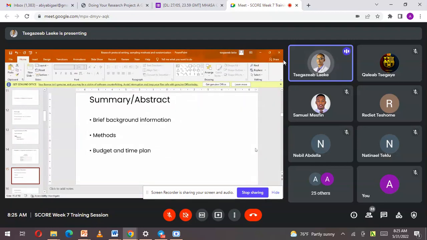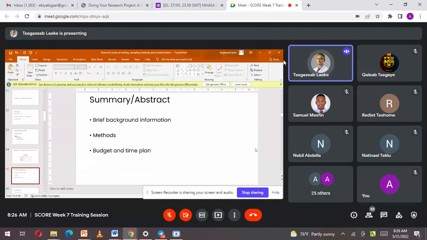So whenever we say the summary or the abstract, you might wonder, because you usually see abstracts on completely done research journal articles and so on. But proposal abstracts contain brief background information. So this is like the introduction on your title, your research protocol, and then the objectives that you might want to achieve at the end of your research.